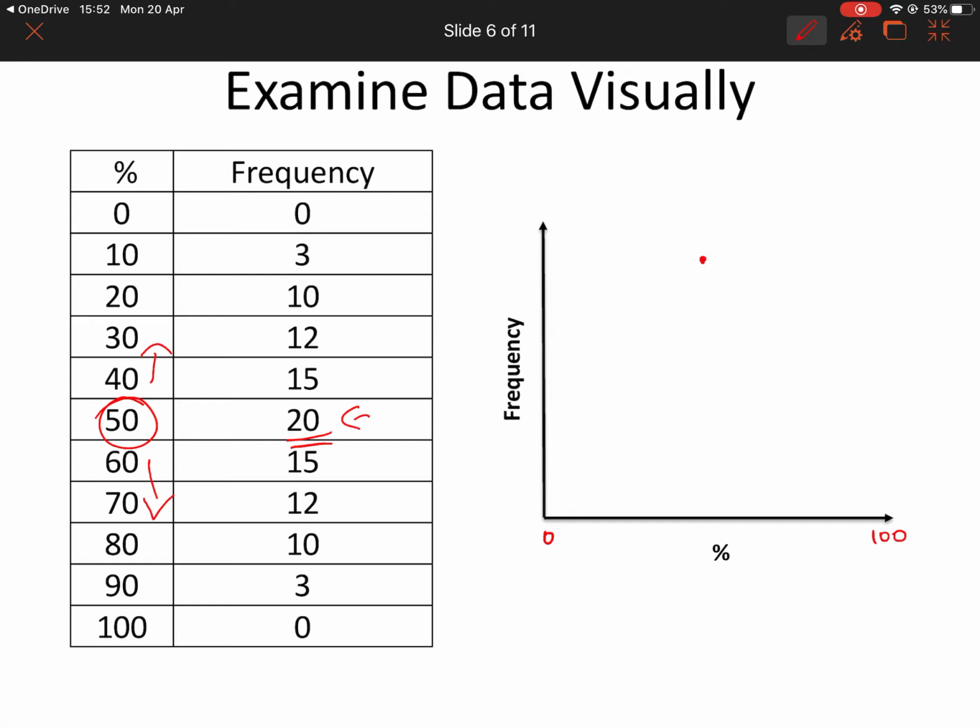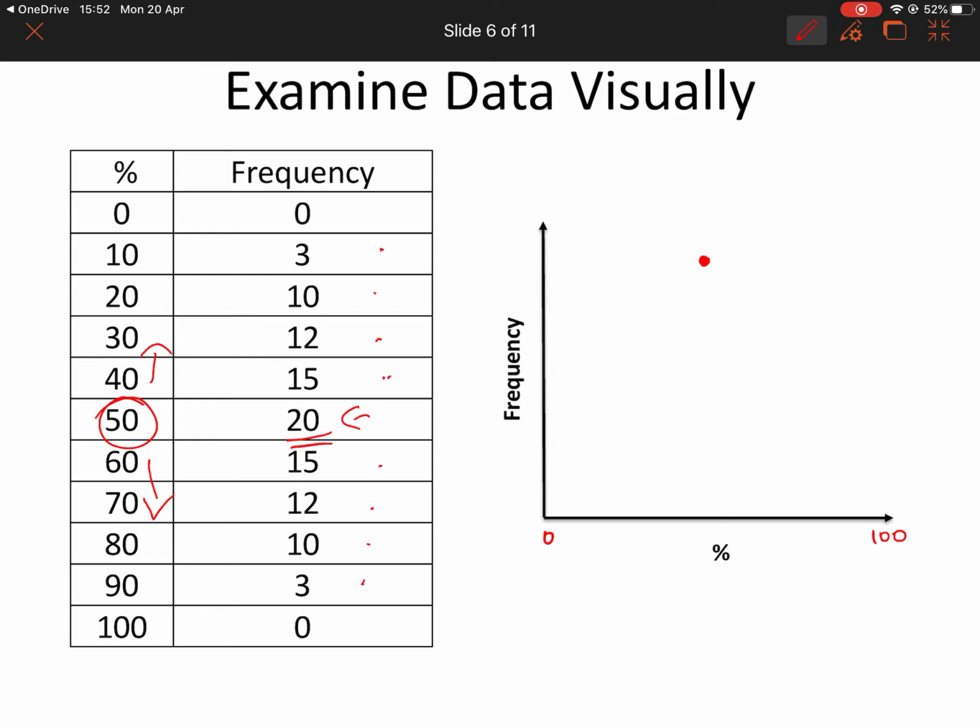So I know that my peak, remember frequency is how often a score occurs, so our mode here, our most frequently occurring score, is going to be 20. If I then look at either side of this mode, we've got 15 people getting a score of 40% and 15 getting 60%. We've got 12 people getting a percentage of 30% and 12 people 70%.